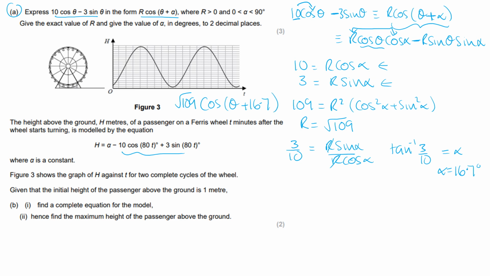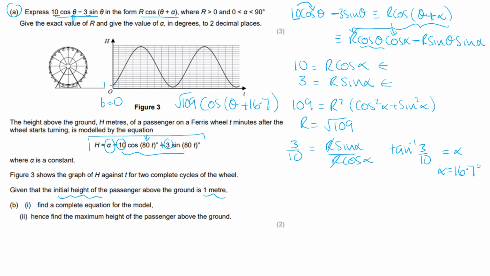Now we've spotted that for part B, we've got a 10 here and a 3, which is similar to what we've been working with in part A, but the angle is 80t and in part A it was theta, so we're going to have to replace that. And we've also spotted that the signs are different. And it's telling us for part B that the initial height of the passenger above ground is 1 meter. So this thing is starting off with the passenger 1 meter high when t is equal to 0, and we need to find this constant here, alpha.